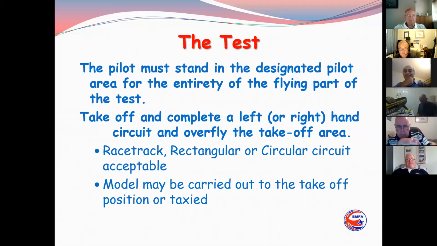So you take off, complete the left or right hand circuit, and then overfly the takeoff area. You'll notice there it says racetrack, rectangular or circular circuit is acceptable. There's nothing defined for the circuit type for that particular one. And it also says there you can carry the model out to the takeoff position. Obviously you need to come back to the pilot's box before you commence your takeoff. And if you or your assistant are going out there, you're going to make sure that you let anybody else who is flying know that you're going out onto the strip. You're not going to go out there without letting everybody know.